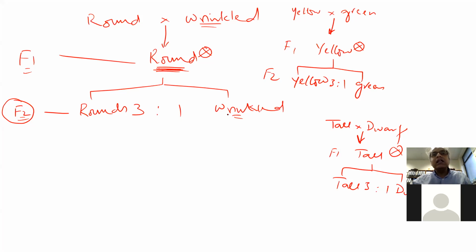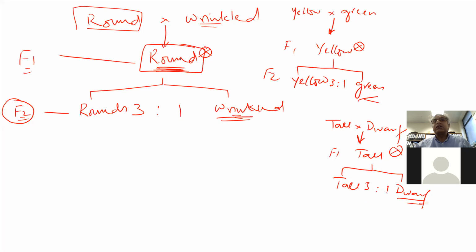So the trait wrinkled seeds or green colored seeds or dwarfs, the one which disappears in F1, and the other one dominates because it was 100% rounds. So Mendel coined 2 terms. Round was said to be a dominant trait, and the one which disappears and reappears without any loss in F2 was called a recessive trait.